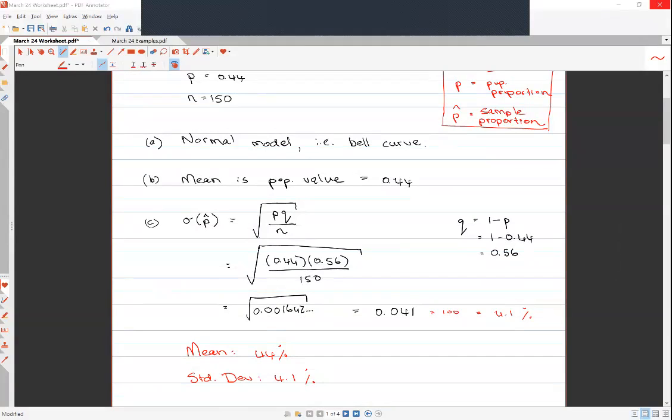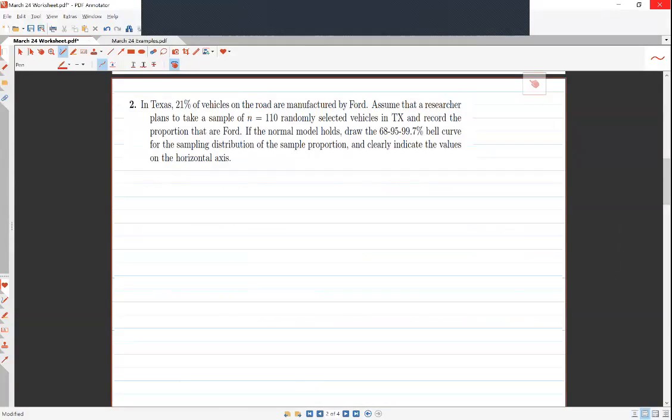Okay, so let's move on to our next example. In Texas, 21% of vehicles on the road are manufactured by Ford. Assume that a researcher plans to take a sample of 110 randomly selected vehicles in Texas and record the proportion that are Ford. If the normal model holds, draw the 68, 95, 99.7% bell curve for the sampling distribution of the sample proportion, and clearly indicate the values on the horizontal axis.